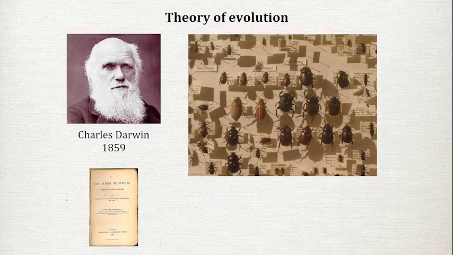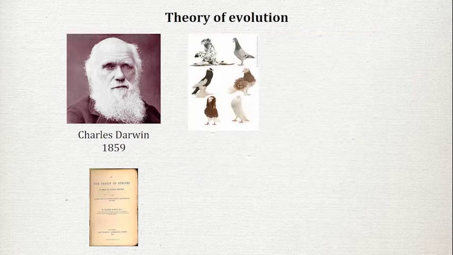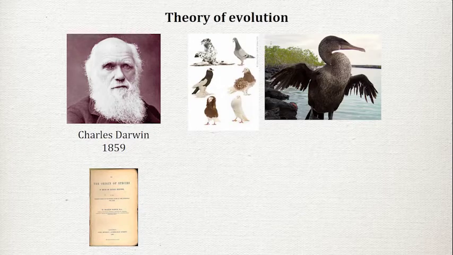Darwin proposed this theory of natural selection after collecting and comparing an immense number of animals. Here is one of his collection of beetles. And by observing selective breeding of livestock, such as these fancy pigeons, and through his travels abroad, including the Galapagos Islands, where the flightless cormorant is found.